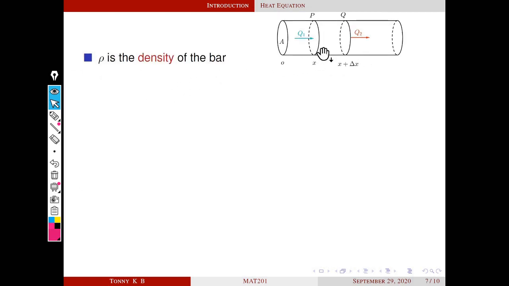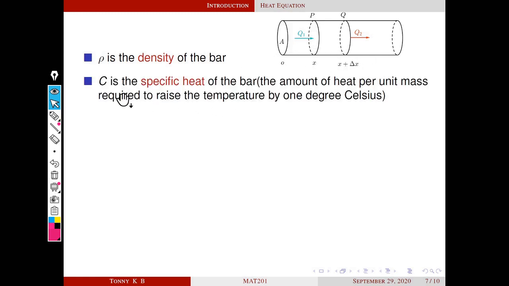Next, we are going to calculate the same heat energy that is retained in the segment PQ in another method using specific heat. So here rho is the density of the material. Rho is throughout the same because we consider homogeneous material. And C is the specific heat of this material. And what is specific heat? That is the amount of heat per unit mass required to raise the temperature by 1 degree Celsius.